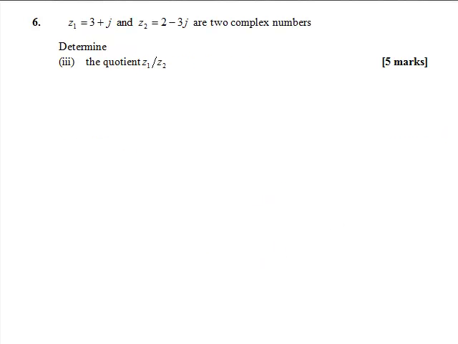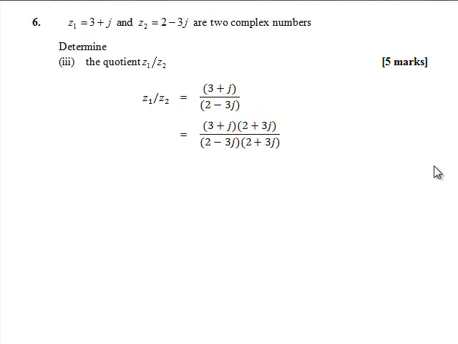Question 3. Determine the quotient of Z1 over Z2. We have a complex number in the denominator, and the way to get rid of that is to multiply top and bottom by the complex conjugate of the denominator. So we're going to multiply these two together, and actually if you think about it, you can do this just by looking at it. It's going to be 2 squared plus 3 squared. If you don't believe me, expand it longhand and you'll see what the answer becomes, but 2 squared plus 3 squared is 13.